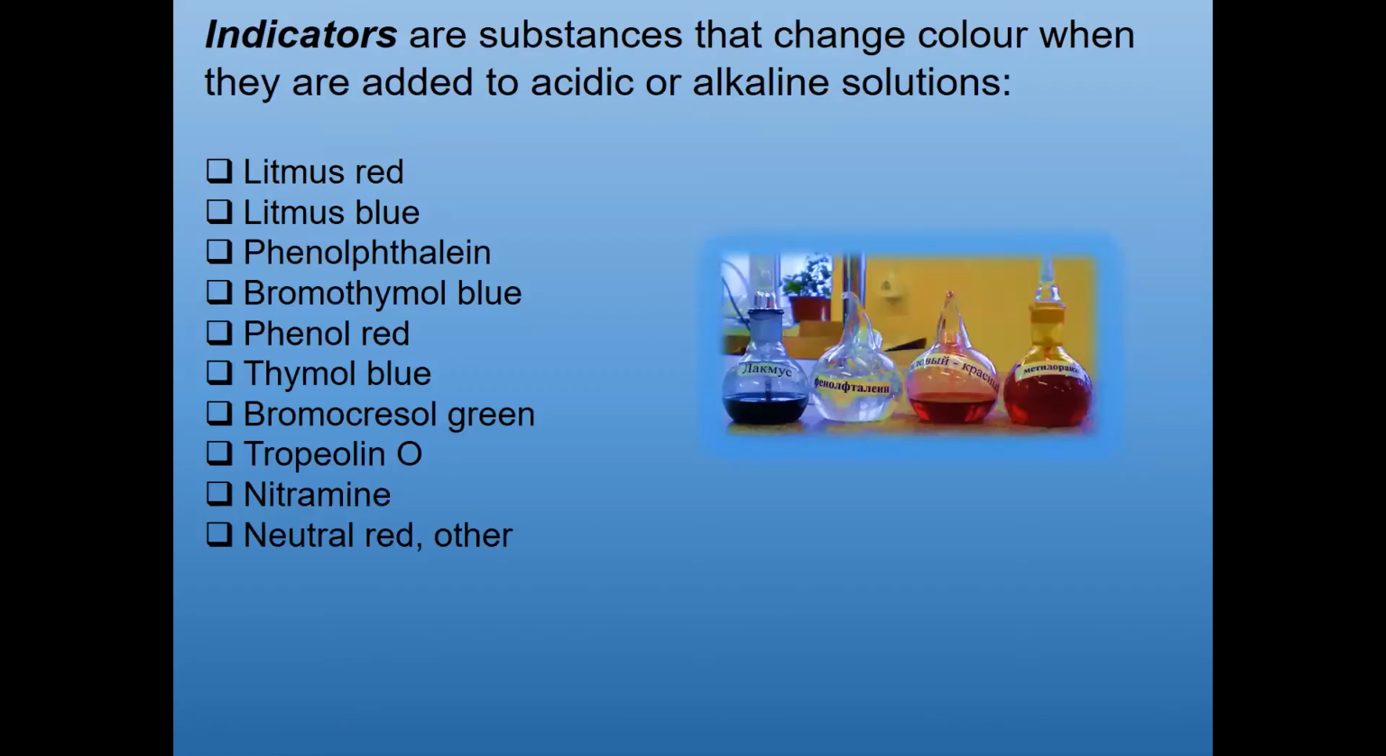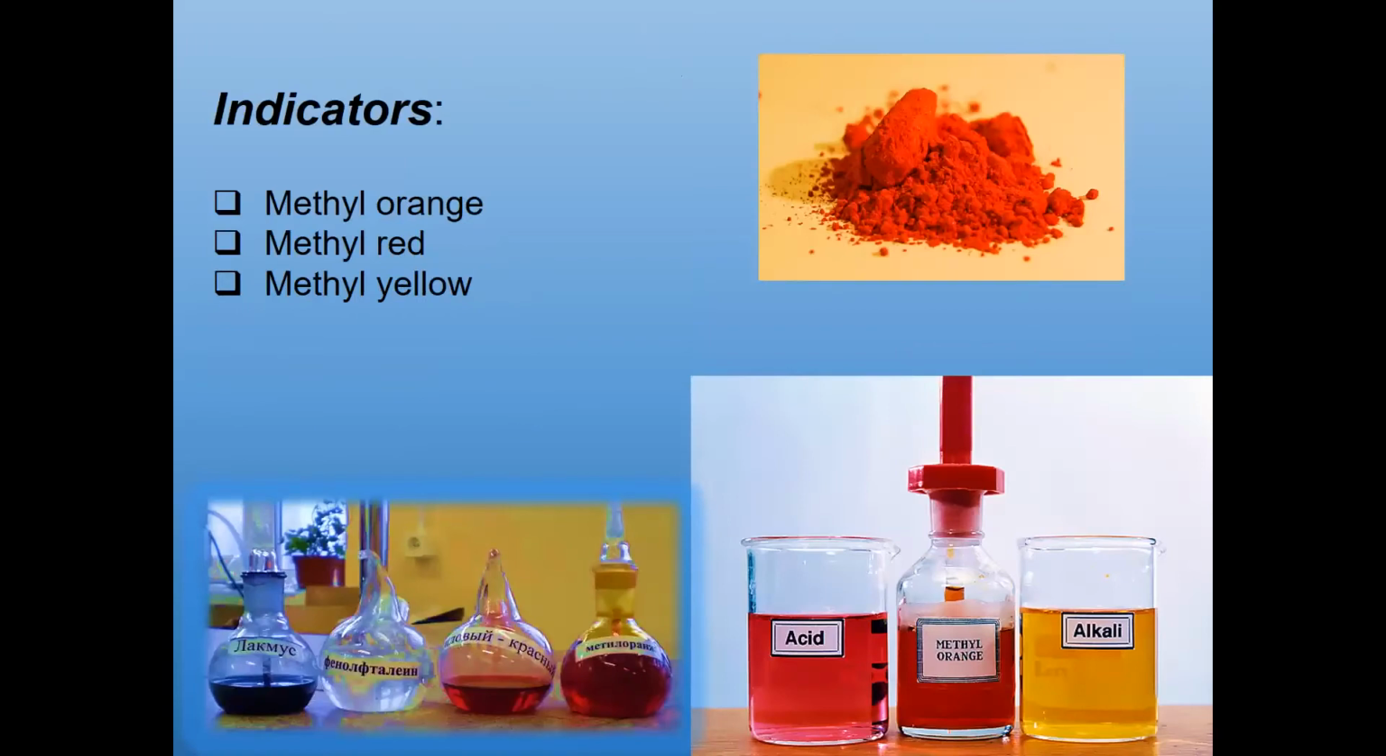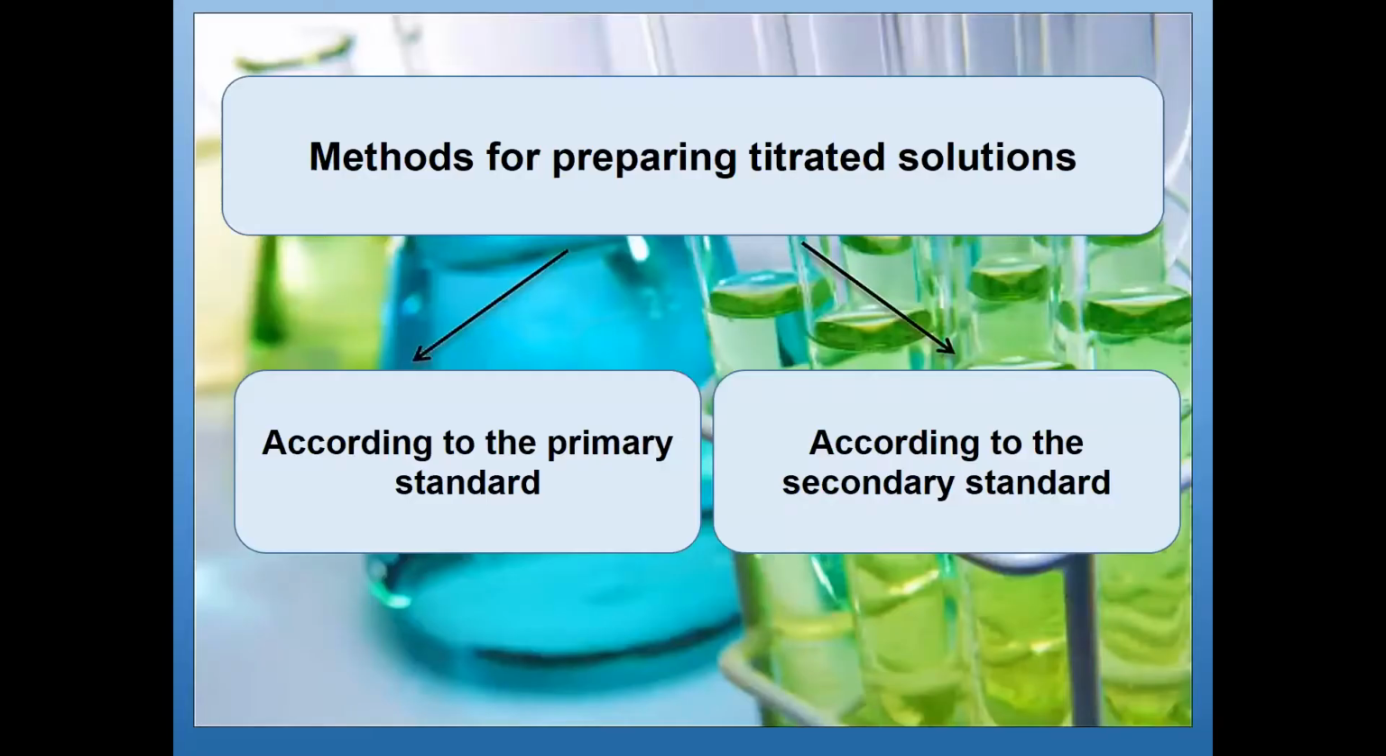Indicators are substances that change color when they are added to acidic or alkaline solutions. You can see different indicators: litmus red, litmus blue, phenolphthalein, phenol red, nitro red, methyl orange, methyl red, methyl yellow, and others. Methods for preparing titrate solutions according to primary or secondary standards.